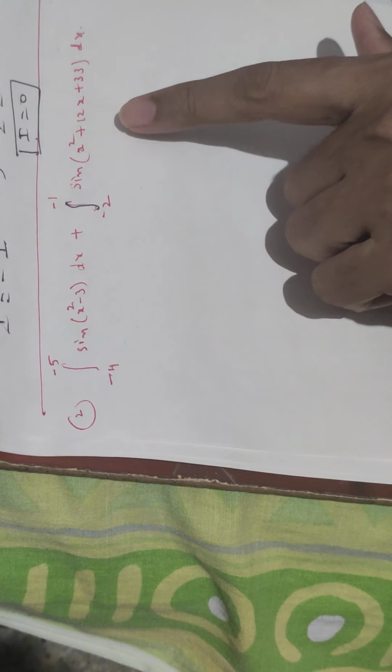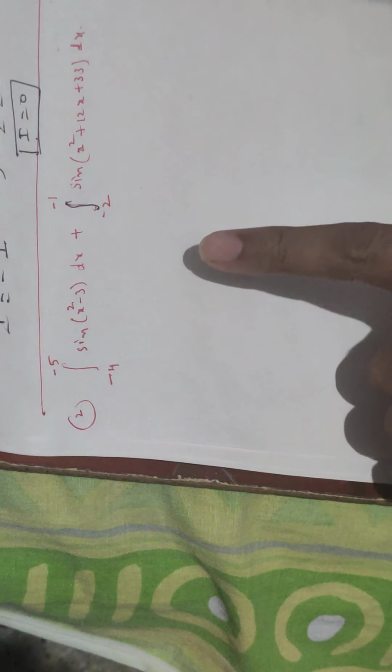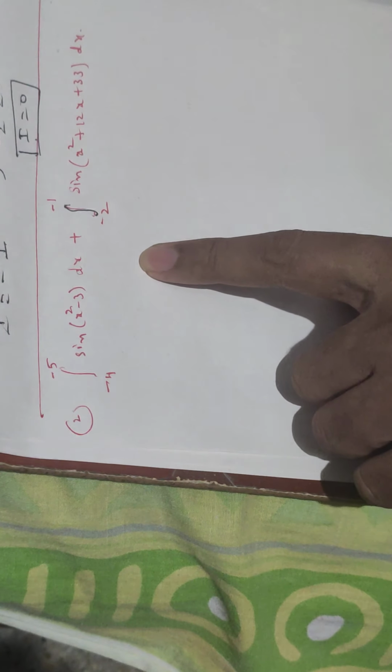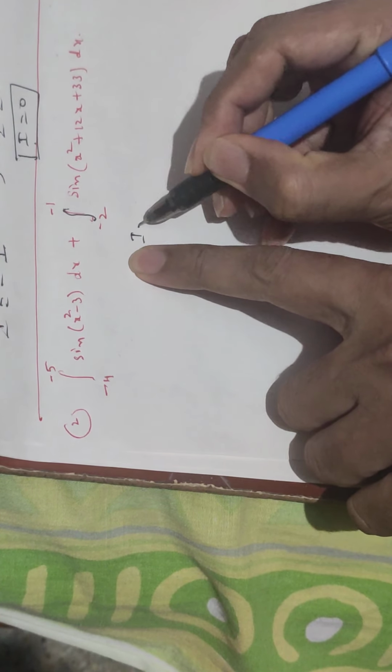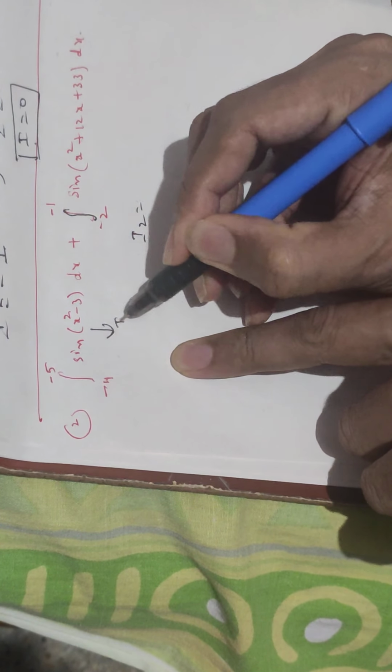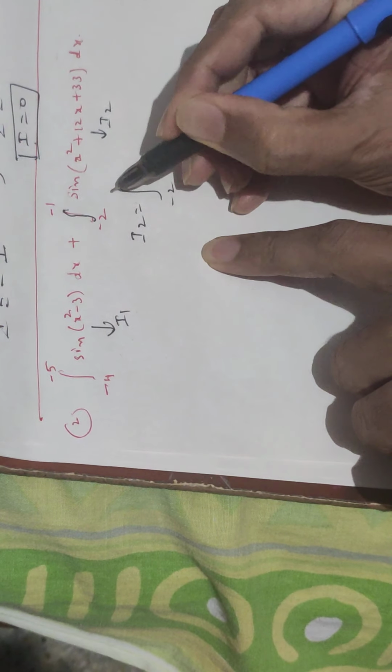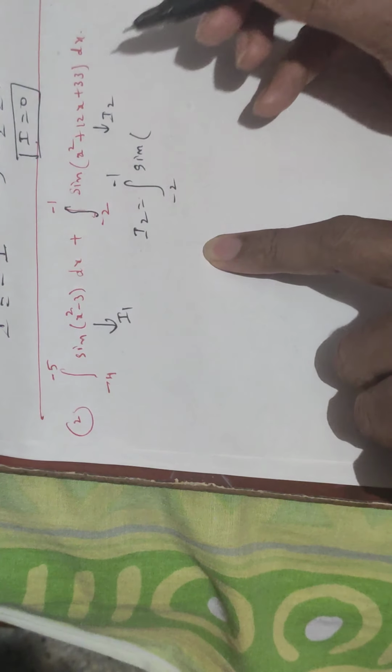Now, by the idea here, in the second integral we can take the first integral as it is. Let us take the second integral. I2 is equal to, this is I1. Let us take this as I2. What is I2? Integral from minus 2 to minus 1 of sine of.